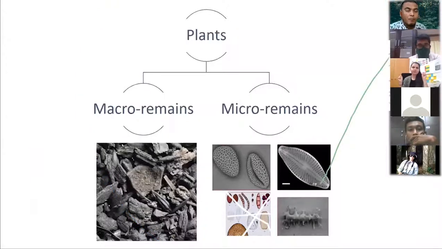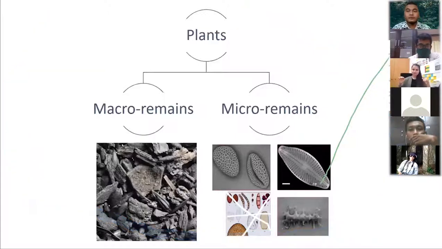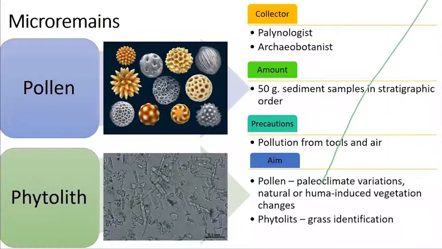First, and the second part is we have two kinds of plant remains: macroremains and microremains. I'm just working with macroremains. Maybe in the future I will study microremains, but for now just macroremains. But I will give you a brief introduction about microremains, although I'm not a specialist in this field.